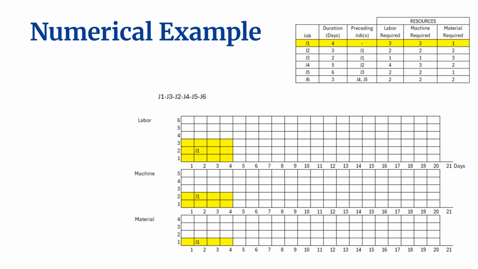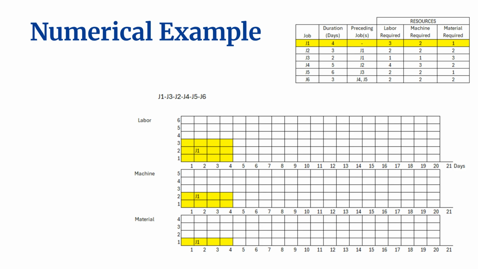Now, let us walk through a concrete numerical example to see how RCPSP scheduling works in practice. In this demonstration, we will evaluate the specific job sequence, J1, followed by J3, J2, J4, J5, and finally J6. Before we begin assigning jobs, please direct your attention to the three resource profiles displayed on screen. We are tracking three distinct renewable resources simultaneously: labor, machine, and material.